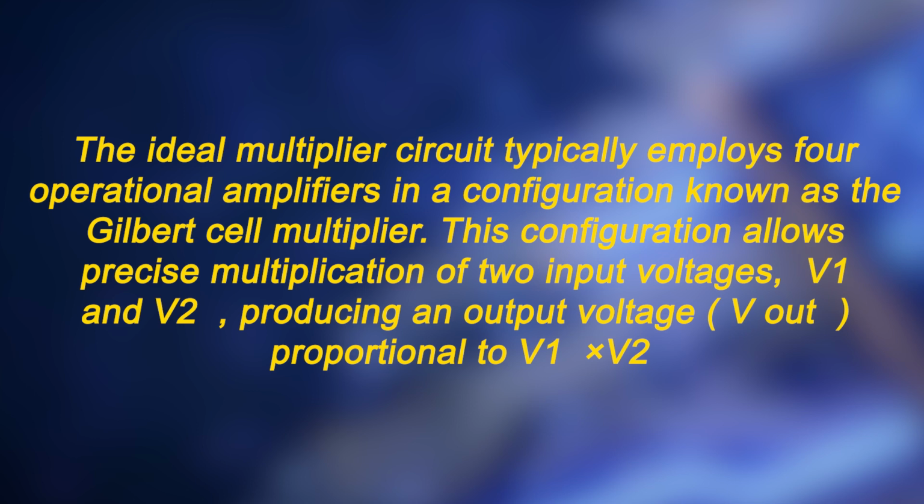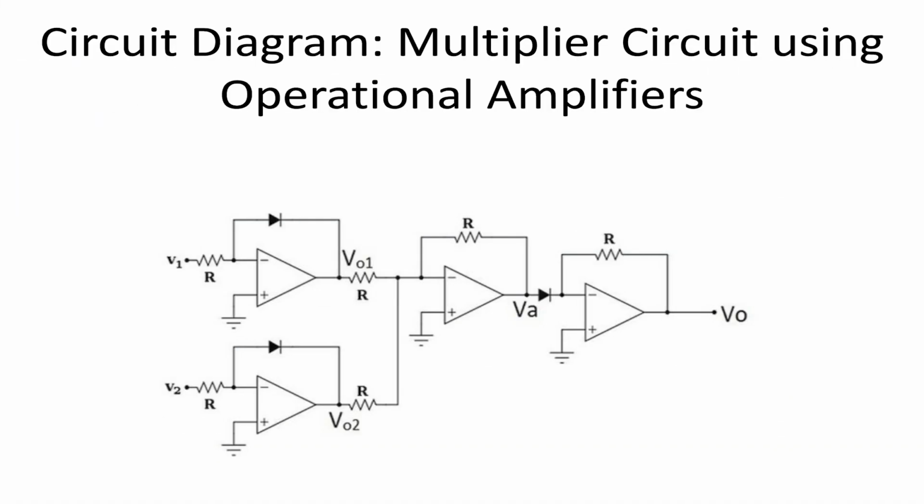Ideal multiplier circuit using operational amplifier. The ideal multiplier circuit typically employs 4 operational amplifiers in a configuration known as Gilbert cell multiplier. The configuration allows precise multiplication of 2 input voltages V1 and V2, producing an output voltage V out proportional to V1 and V2. The circuit diagram is shown below.